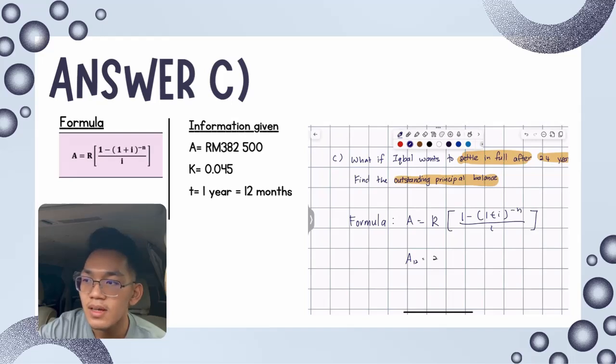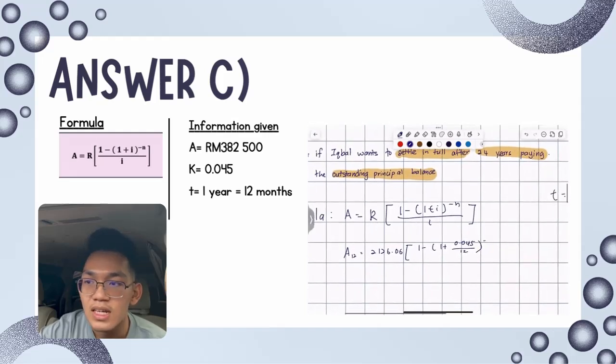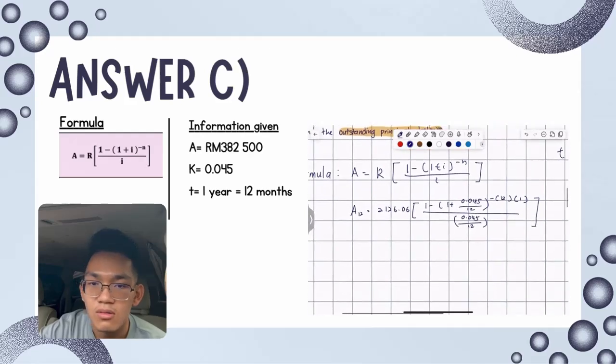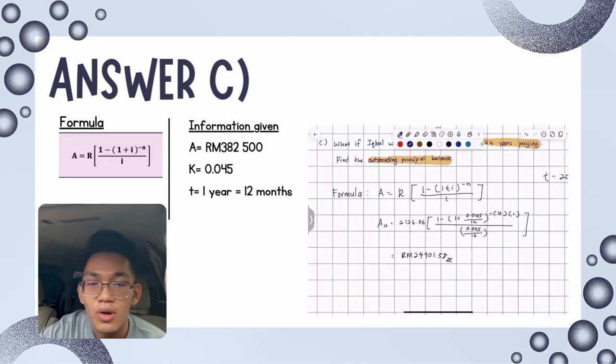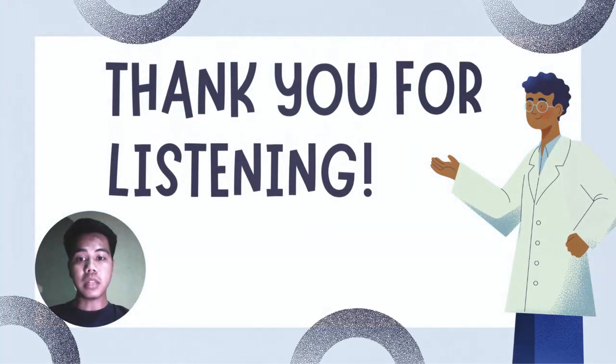So A12 equal to 2126.06 in bracket 1 minus, in bracket 1 plus 0.045 over 12, and power of negative 12 times 1, closing the bracket, so the whole thing is over 0.045 over 12. So the answer that we will get is RM24901.58.